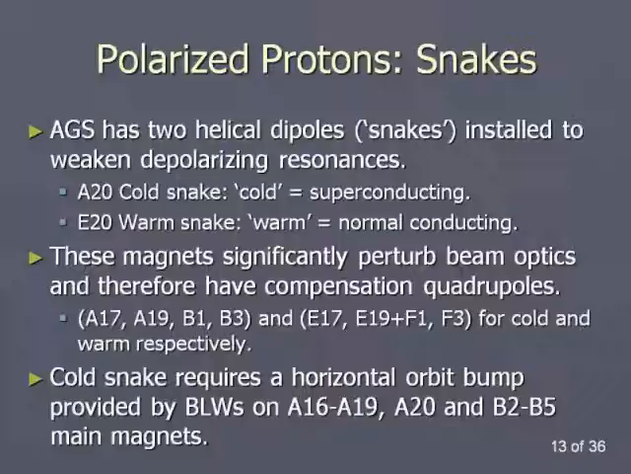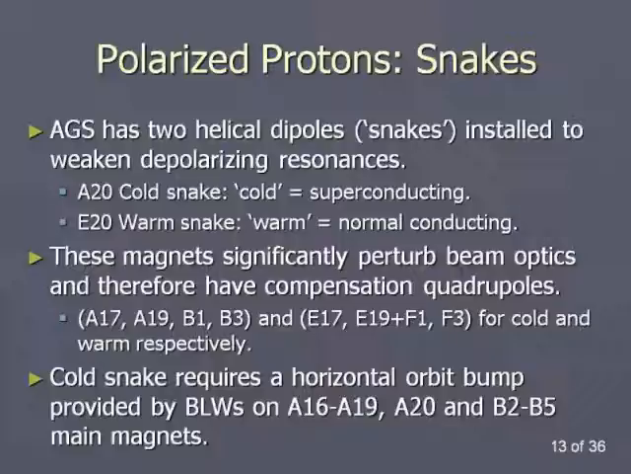And then the warm snake has another set. E17 is another one of the horizontal tune quads, so there are extra windings around E17. There's another quad with extra windings at F3, and then there's another set of 2 thin quads around the warm snake. These guys are actually wired in series. That's what the plus is about. But one is positive and one is negative. One is horizontally focusing and the other one is horizontally defocusing.